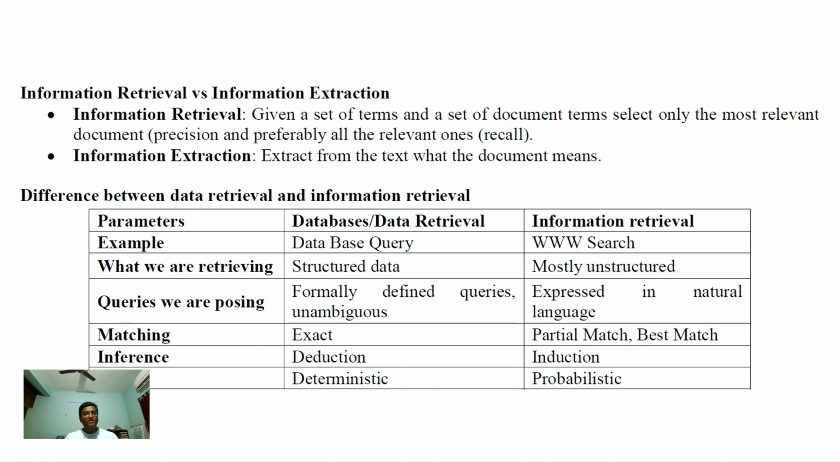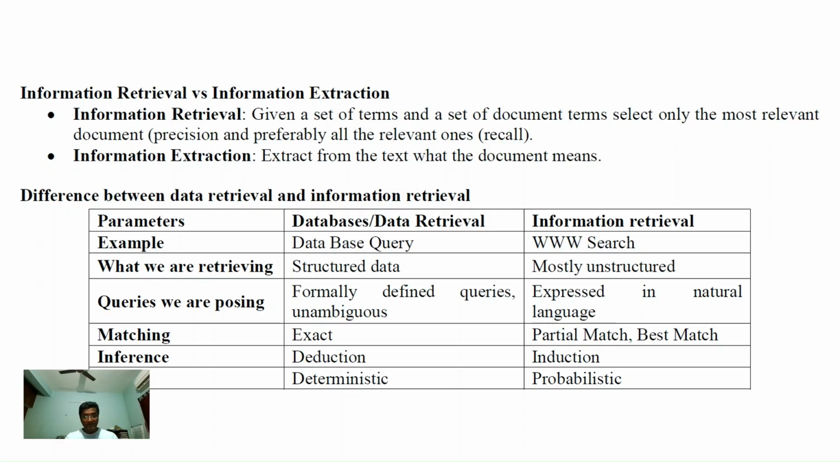There is a differentiation between information retrieval and information extraction. Information retrieval is given a set of terms and a set of document terms, and selects the most relevant documents with respect to precision, and preferably all the relevant ones, that is recall. That is information retrieval. Information extraction extracts from the text what the document means.